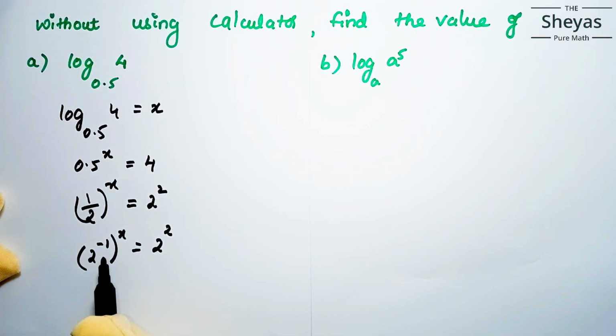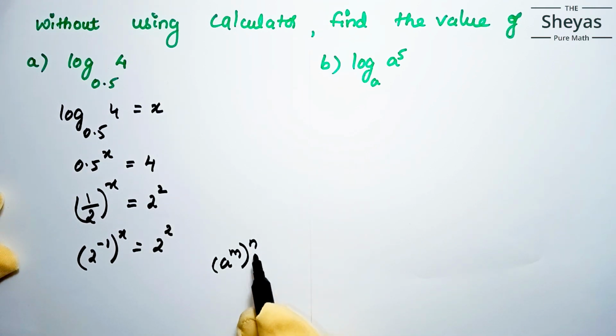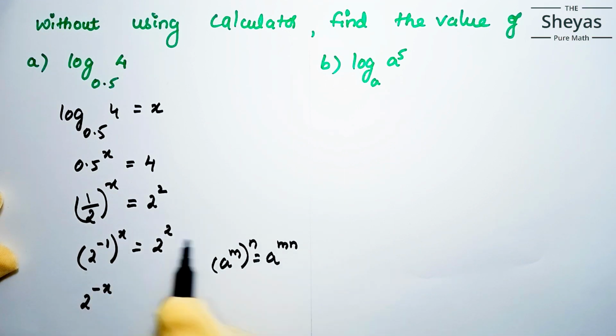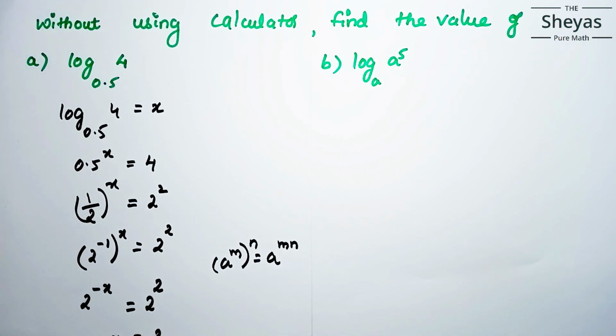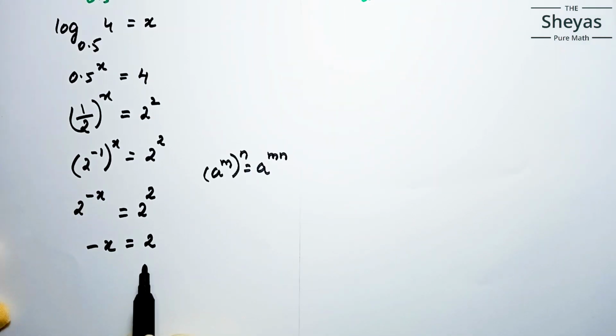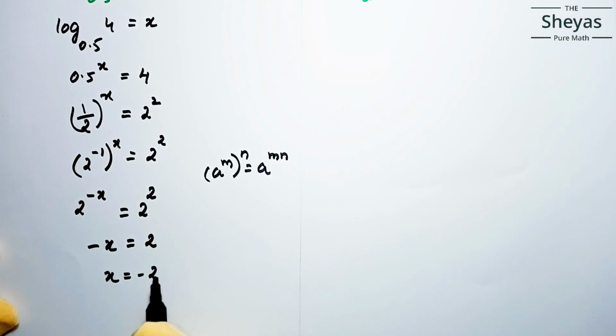Now according to the exponential rule, a power m the whole power n is equal to a power m into n. When you multiply, you will get 2 power minus x is equal to 2 power 2. Now the base is the same, so you can equate the exponents. Minus x is equal to 2. Therefore, x is equal to minus 2.